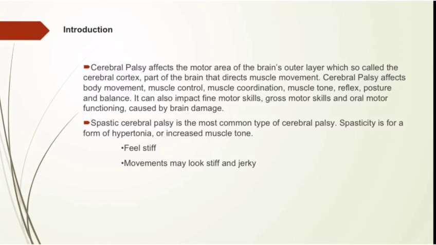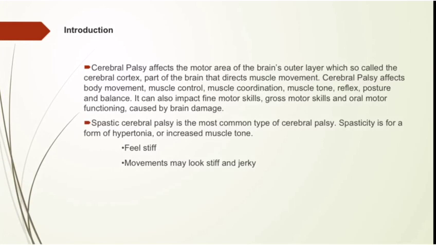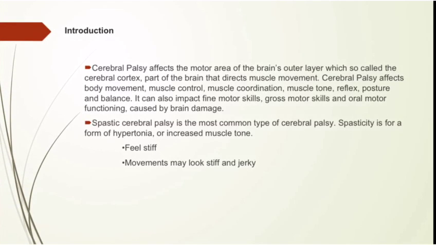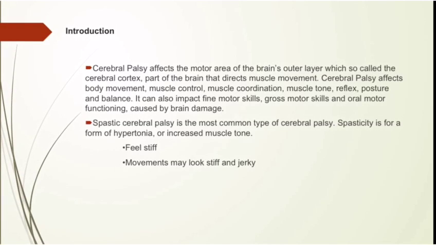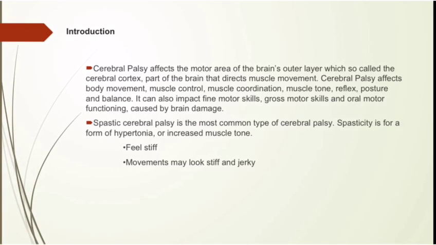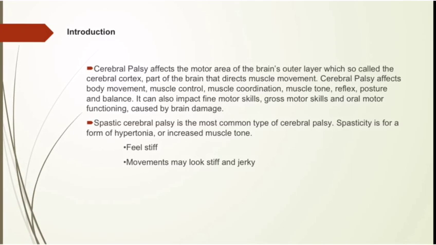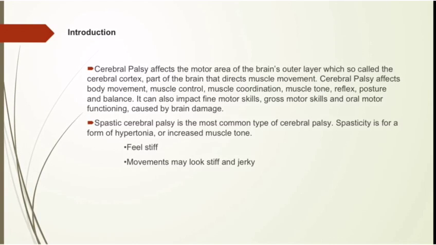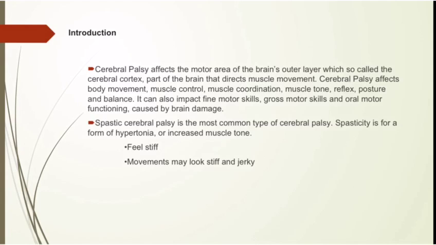For the introduction, cerebral palsy affects the motor area of the brain's outer layer, the so-called cerebral cortex. It is the part of the brain that directs muscle movements. So people who have cerebral palsy have affected body movement, muscle control, muscle coordination, muscle tone, reflex, posture, and balance. It can also affect fine motor skills, gross motor skills, and oral motor functioning, which is caused by the brain damage. Spastic cerebral palsy is a common type of cerebral palsy.